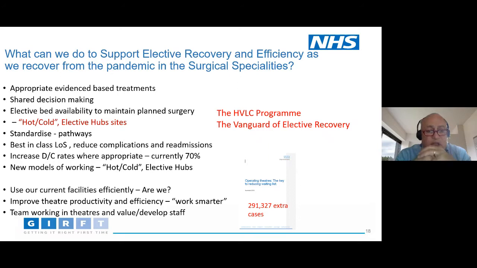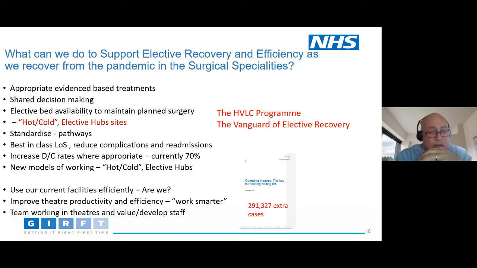This is what we need to do to support elective recovery, and I think it's really beneficial that we've now got the GIRFT programme, which has now published 31 national reports, which tells us what good looks like in those specialties. And we've got another 9 reports coming out in the next 2 or 3 months, which will allow us to look across the breadth of medical surgical specialties and say, how are we going to do things differently, and what are we aiming for? What does good look like?